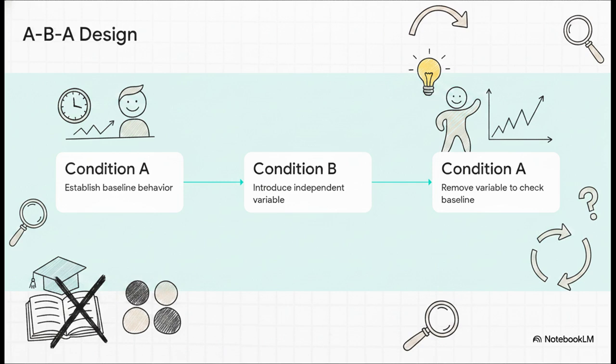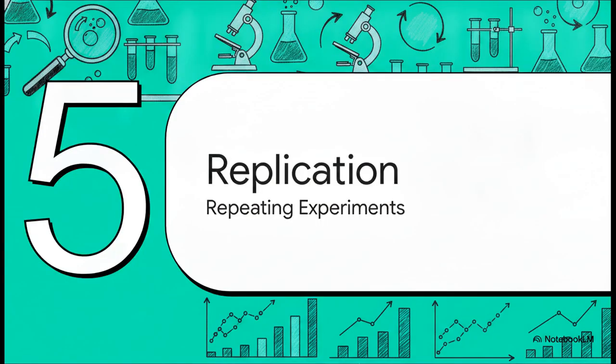Now, obviously, this doesn't work for everything. Actually, scratch that. It literally can't work for permanent changes. If your variable is a new way to teach kids to read, you can't exactly unteach them to get back to a non-reading baseline. For long-lasting stuff like that, you just have to stick to those separate control groups we talked about earlier.